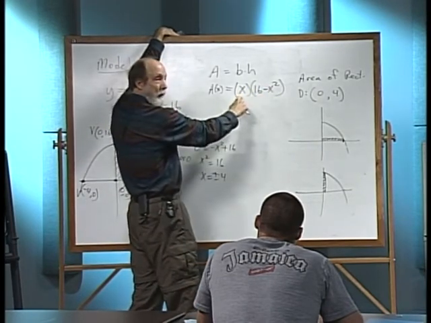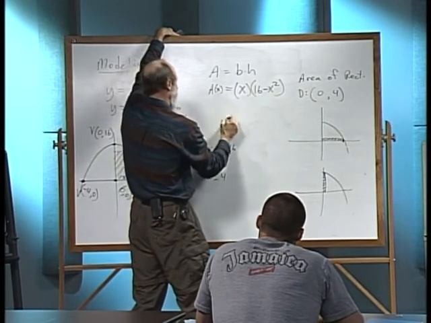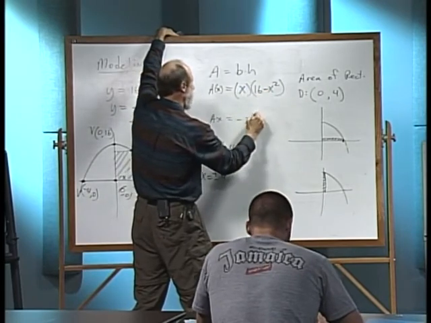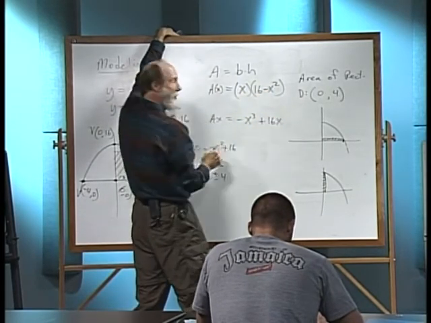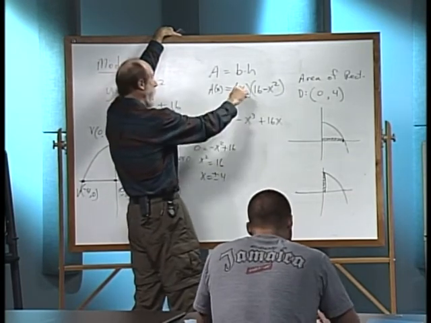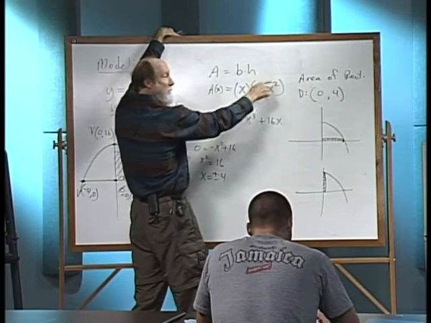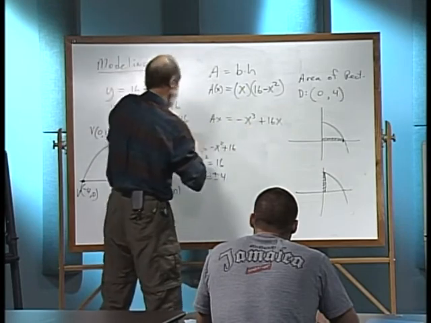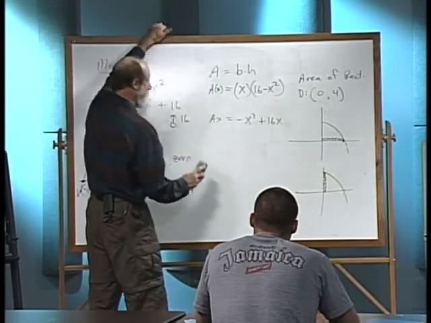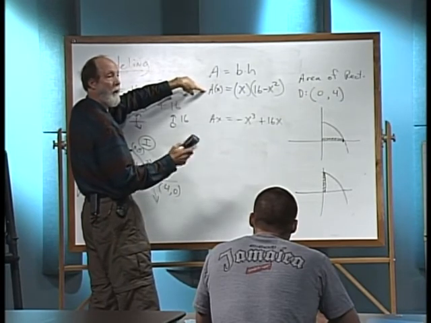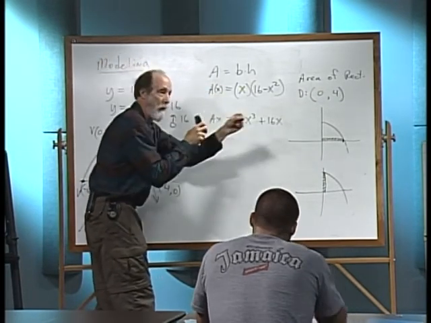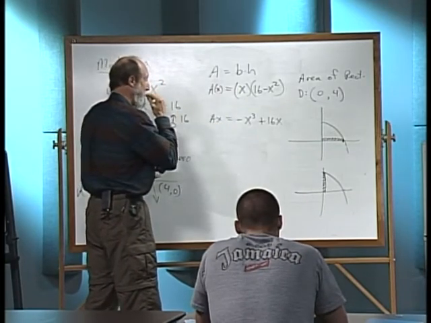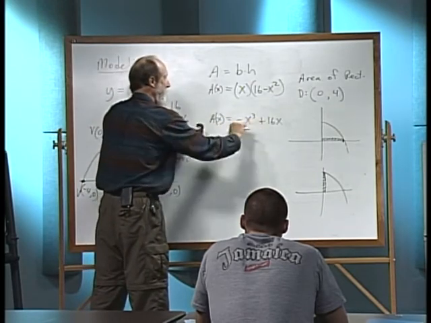See it? You all see it? I'm going to leave a little space for a reason. If I multiply this out, isn't this negative x cubed plus 16x? If you multiply this x times this binomial, right? Okay, so now what we want to do is, we've built a model for the area of the rectangle for variable base length. And what we want to do is draw a sketch of this.